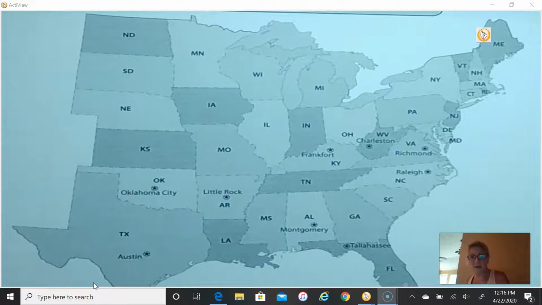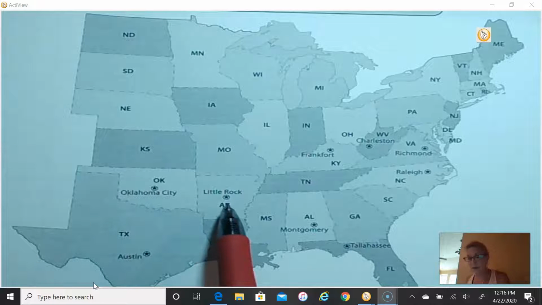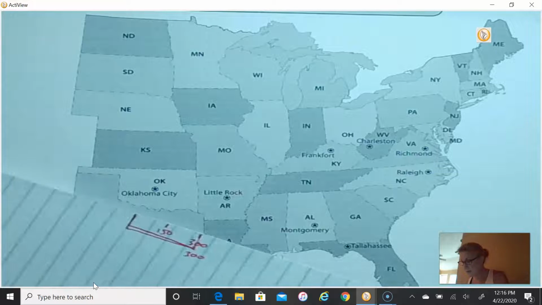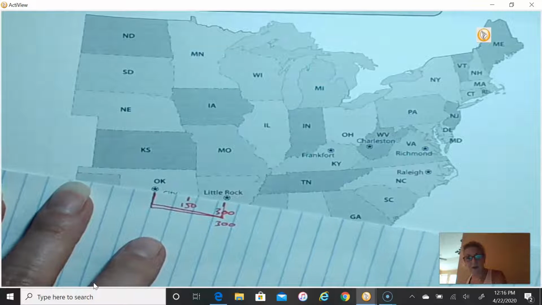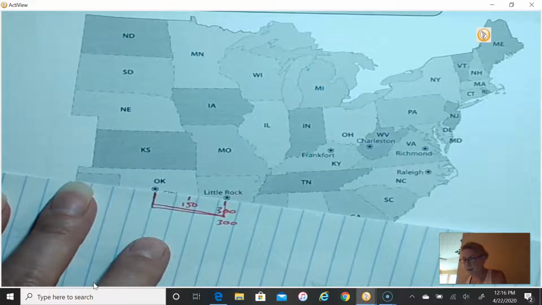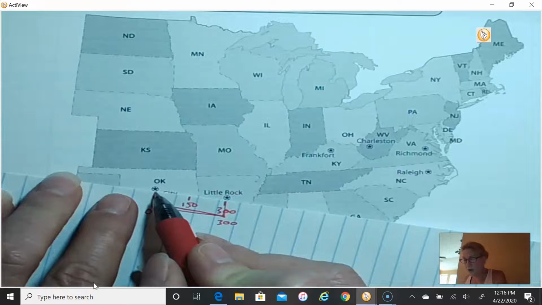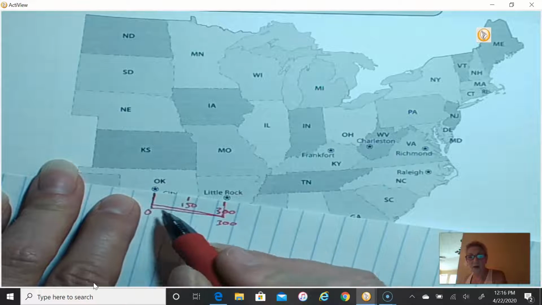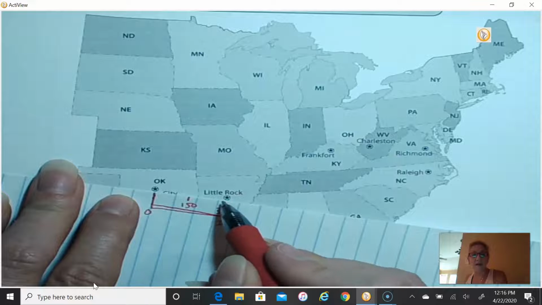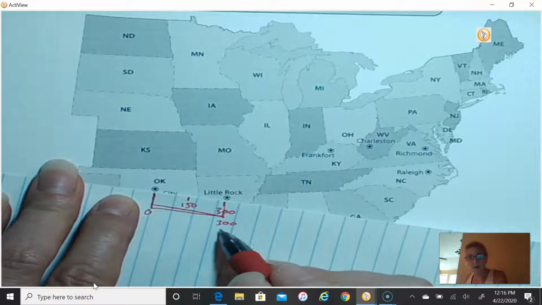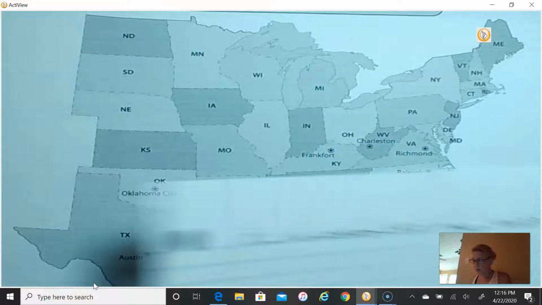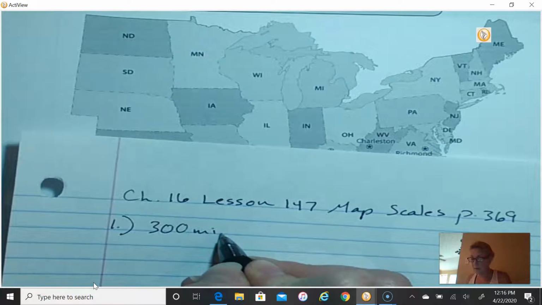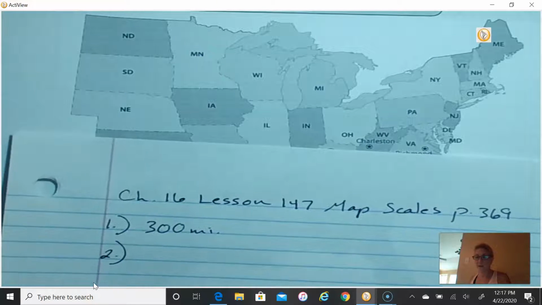All right, so we're looking at our little map. Here's Oklahoma City and here's Little Rock, Arkansas. I'm putting my little scale there, and remember this is 0, on Oklahoma City, and then the other end is on Little Rock. So how many miles approximately is Oklahoma City to Little Rock, Arkansas? 300. So for number 1 on my paper, it's 300 miles. Let's look at number 2.